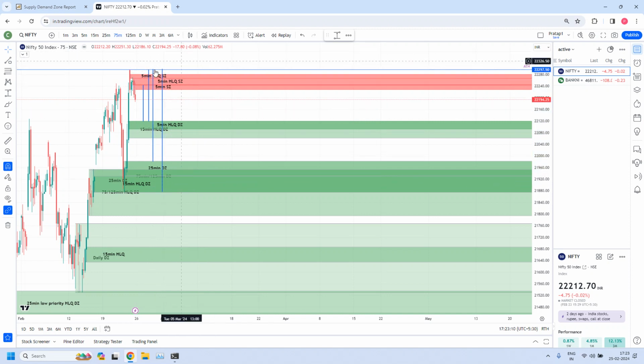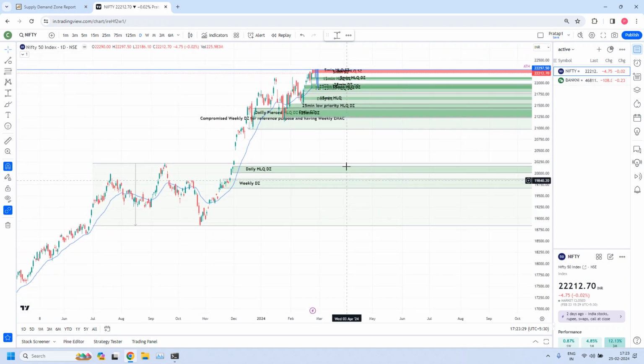Market may go beyond all-time high. That possibility is there. But this is the minimal range from the 75 minutes high liquidity zone to all-time high. Suppose this 75 minutes high liquidity is also broken. So what is the next support? Daily high liquidity zone. Where is the daily high liquidity zone?